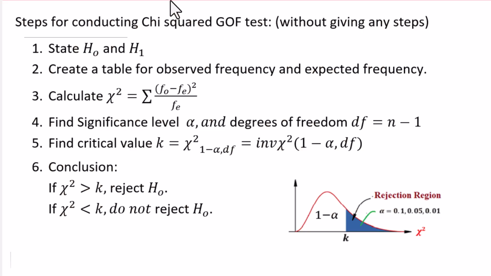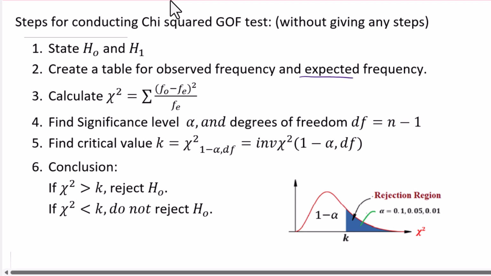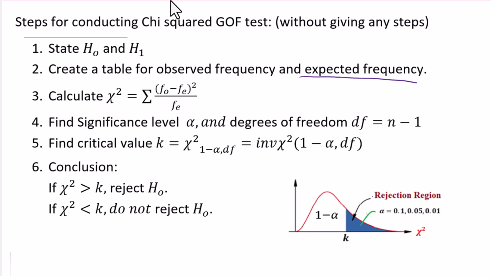This video is about conducting a chi-squared GOF test. First step, state H0 and H1. Create a table for observed frequency and expected frequency. Use this formula to calculate chi-squared: observed frequency minus expected frequency, squared, over expected frequency.